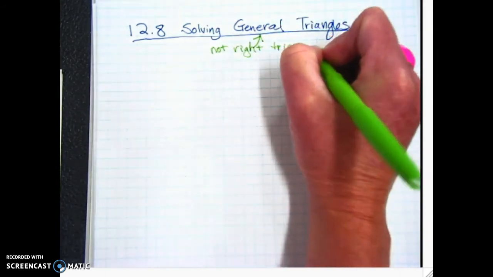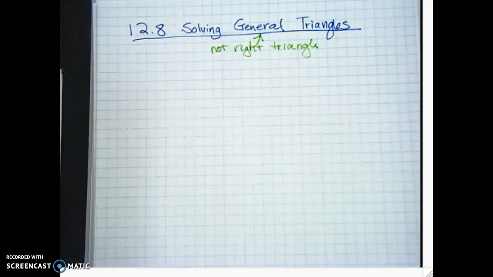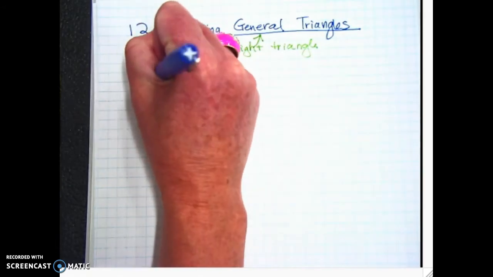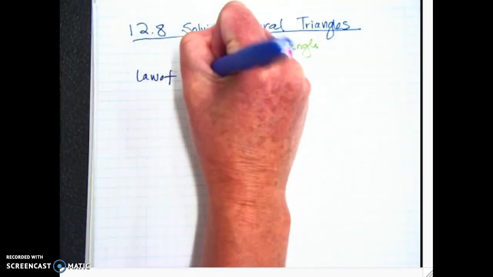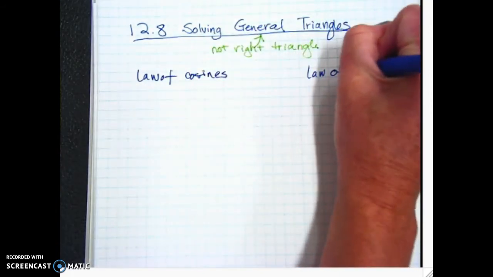Not a right triangle. Okay, because with right triangles you want to use the stuff that you learned in geometry. You want to use your Pythagorean theorem. You want to use your sines and cosines and tangents, okay? Inverse trig and regular trig. All right? So with non-right triangles, you're going to use your law of sines and law of cosines. So first, we learned about law of cosines. And then we learned about law of sines.